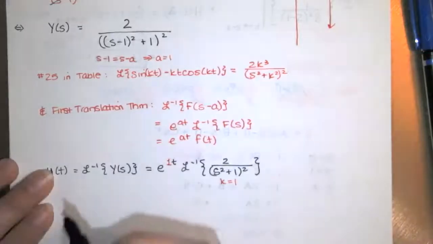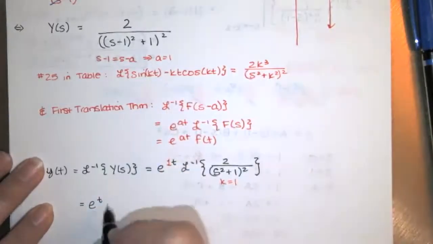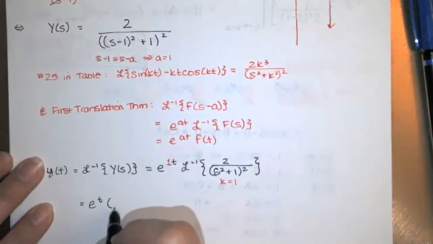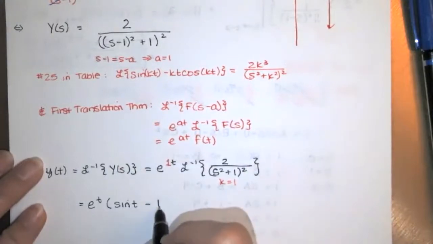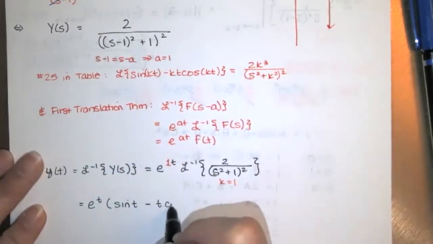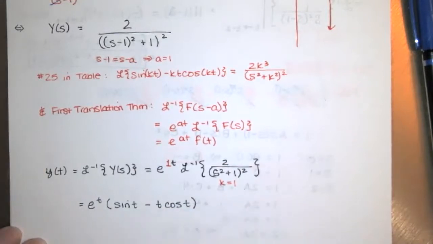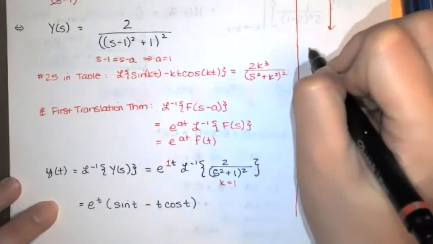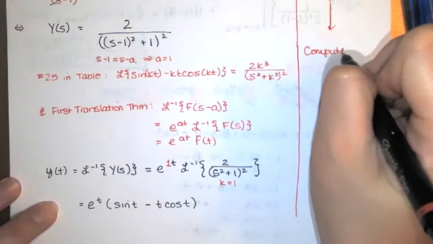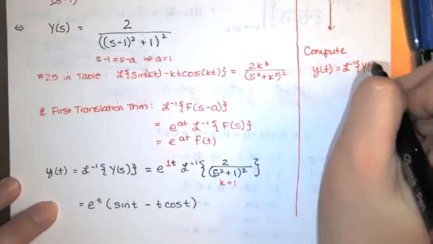So I'm just pattern matching. According to this, we get sine of kt, where k equals 1, so it's sine of t, minus k times t, so that's 1 times t, times cosine of kt. Since k is 1, we just get cosine of t. And that's our y(t). So we just combine those two to compute the inverse transform. And it's really that easy, guys.